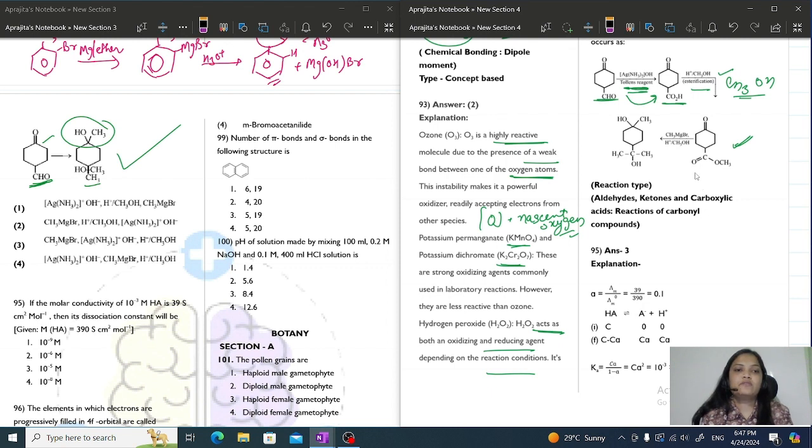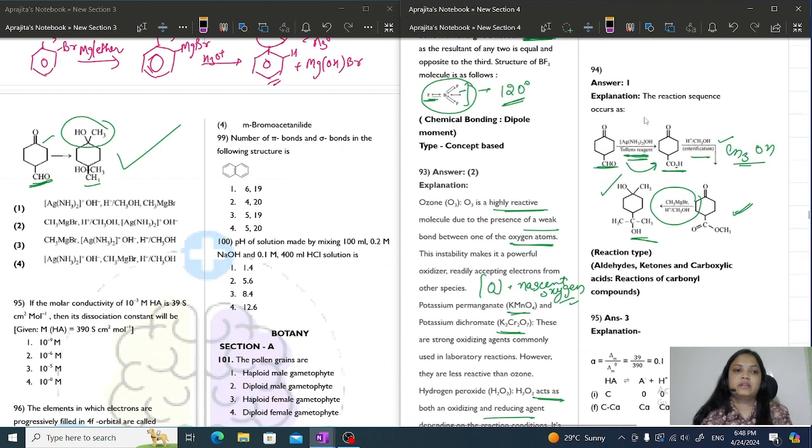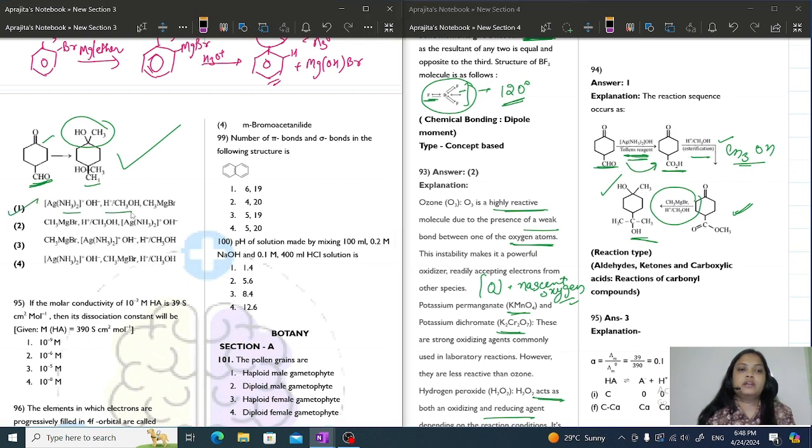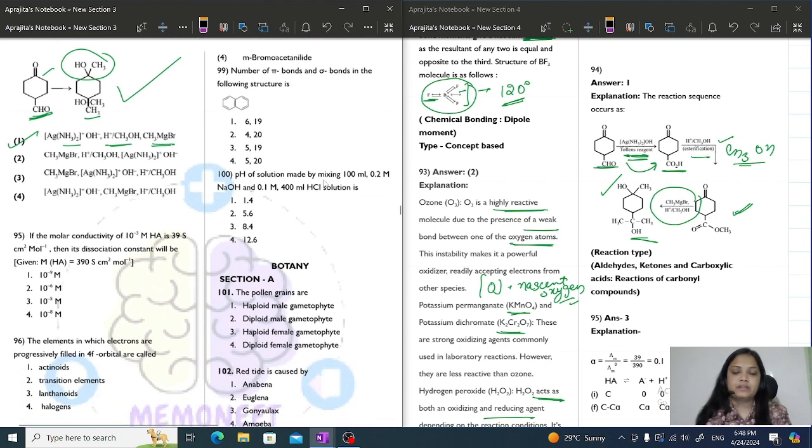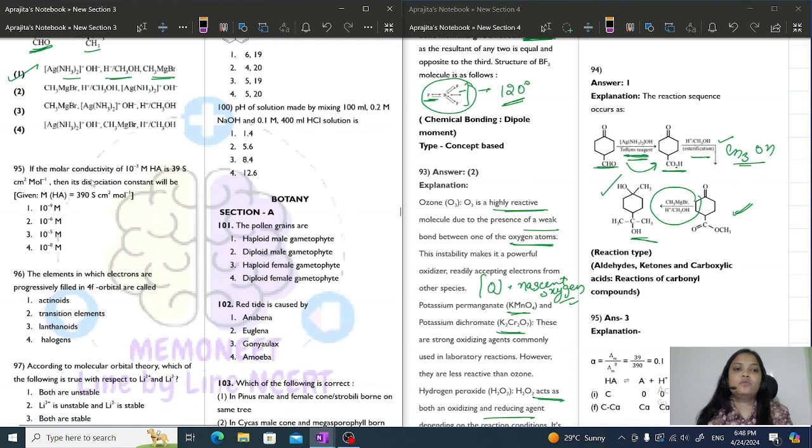After that, we will add the Grignard reagent, and the ketone would be converted to the alcohol, and the ester will be converted to the alcohol group again. So yes, this is the correct order, that is option A. First Tollens reagent, then methanol, and then the Grignard reagent, methyl magnesium bromide. Question number 95. Students, if the molar conductivity of 10 to the power minus 3 mole HA is 39 centimeter square per mole, then the dissociation constant will be.